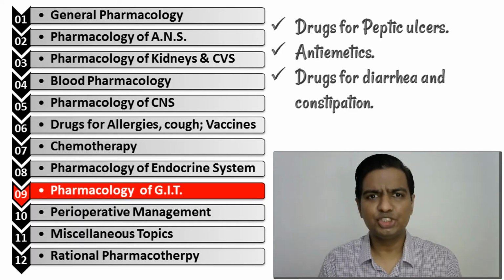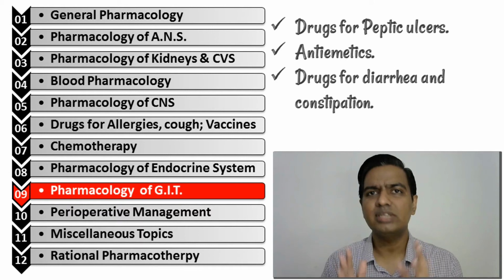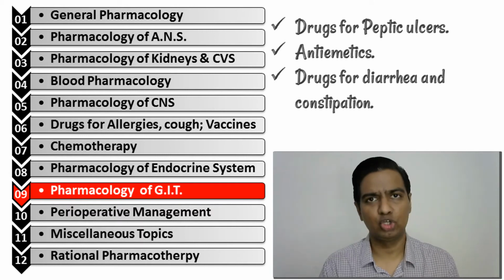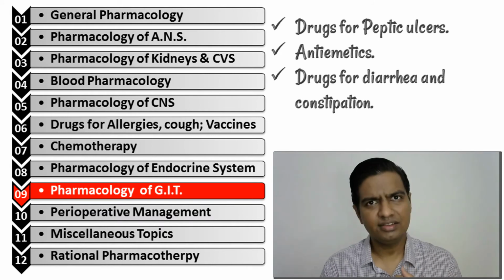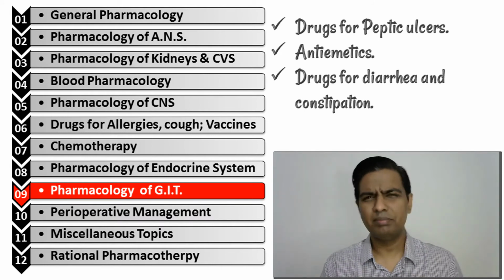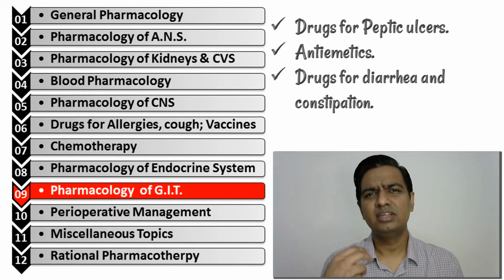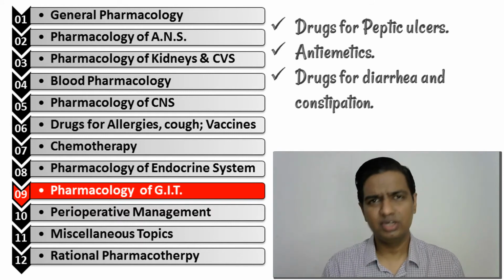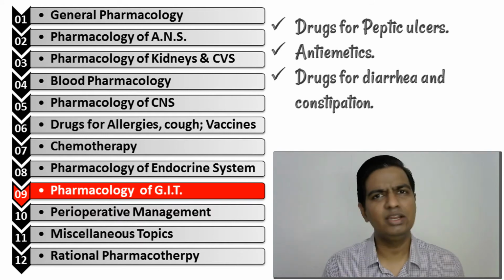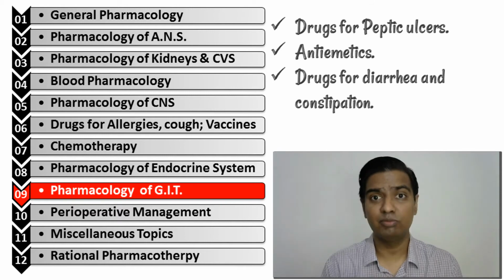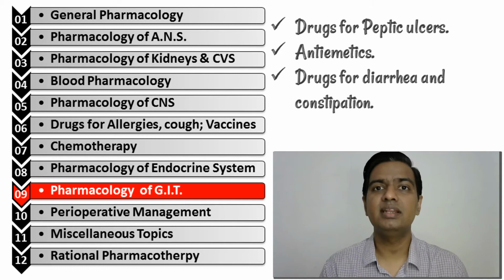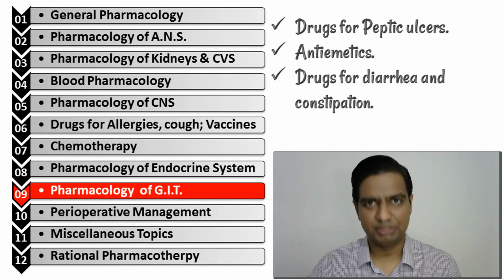The next section is going to be gastrointestinal tract pharmacology. Here you need to know medicines working on peptic ulcers, which will include proton pump inhibitors, H2 receptor blockers, and so on. Antacids would be included in this topic. We'll be talking about antiemetics, medicines that will stop vomiting, and medicines for diarrhea and constipation.